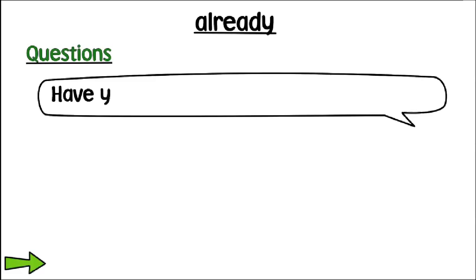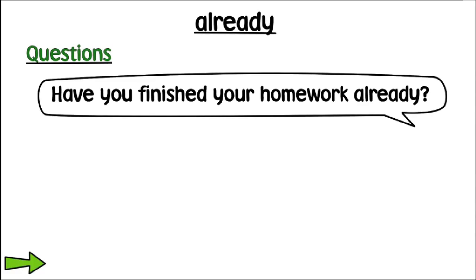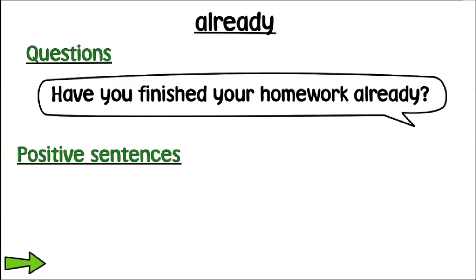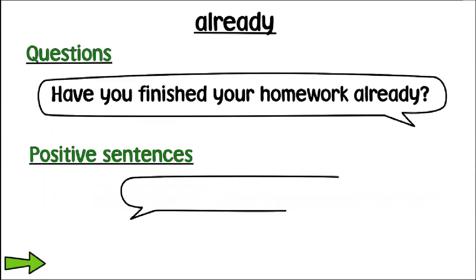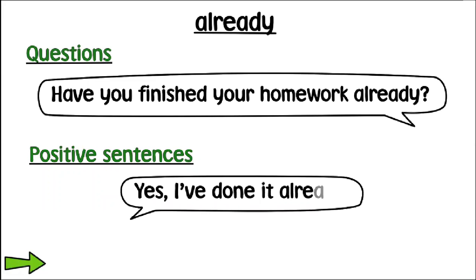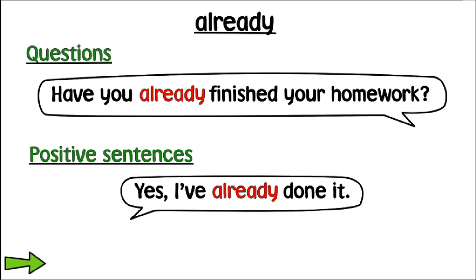We use already in questions. Have you finished your homework already? And positive sentences. Yes, I've done it already. We put already at the end of the sentence or question or before the main verb. Have you already finished your homework? Yes, I've already done it.